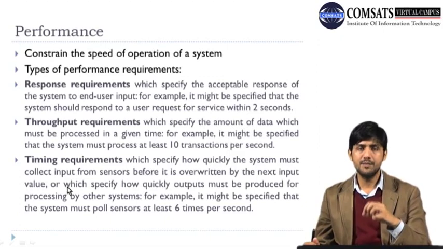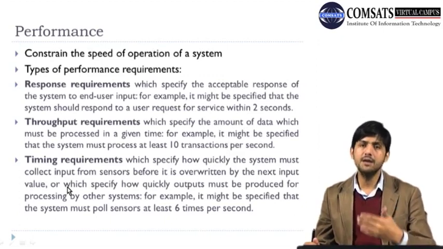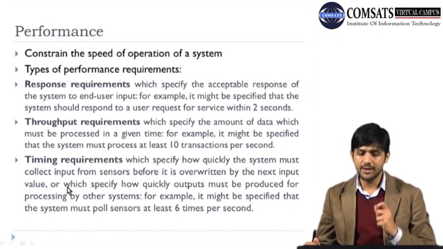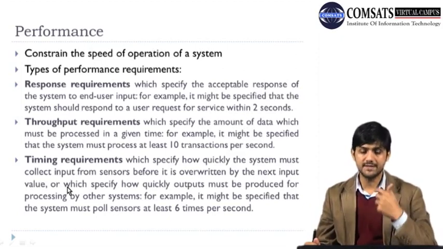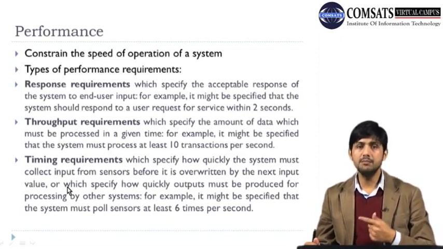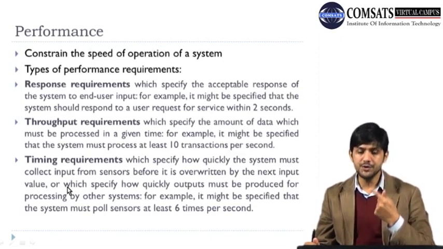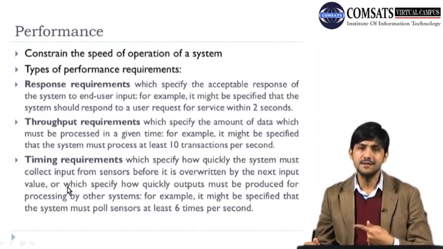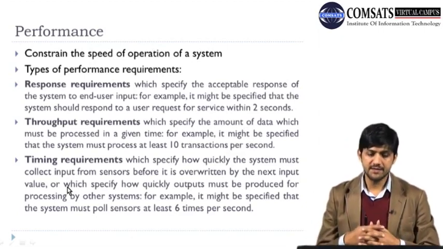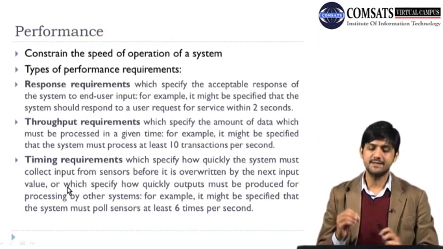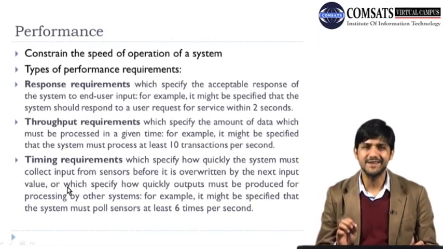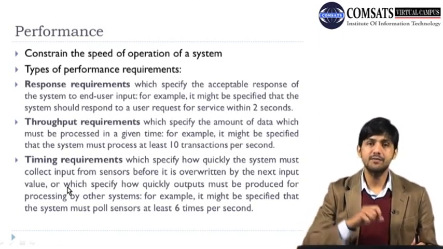And the final performance requirement is related to the timing requirements, and they specify how quickly the system must collect input from the sensors before it is overwritten by the next input value, or how quickly outputs must be produced for processing by other systems. For example, it might be specified that the system must poll the sensor at least 6 times per second. So this is again something very important.